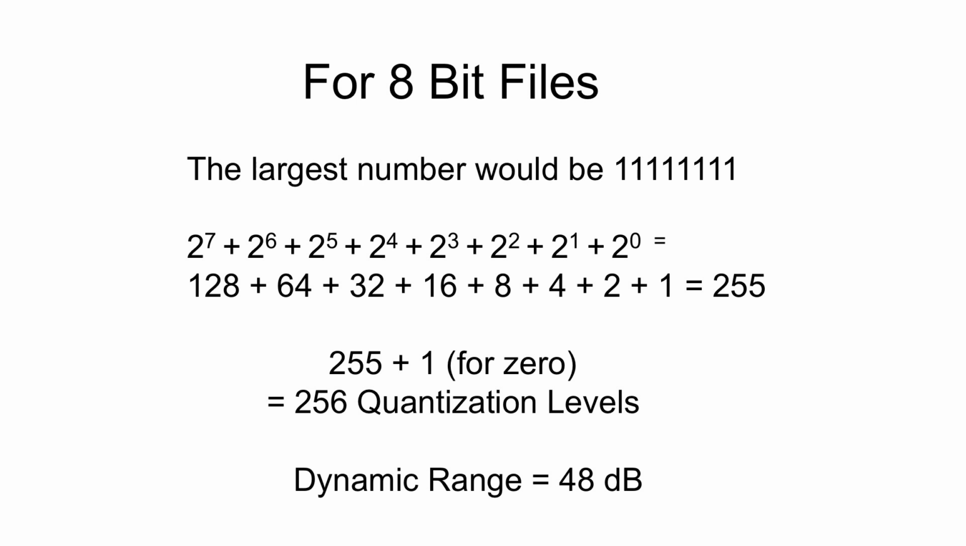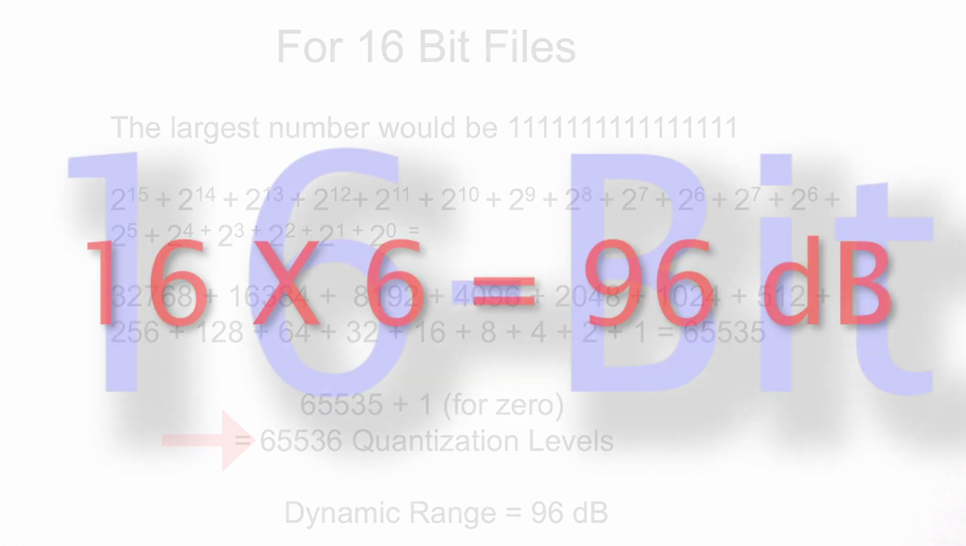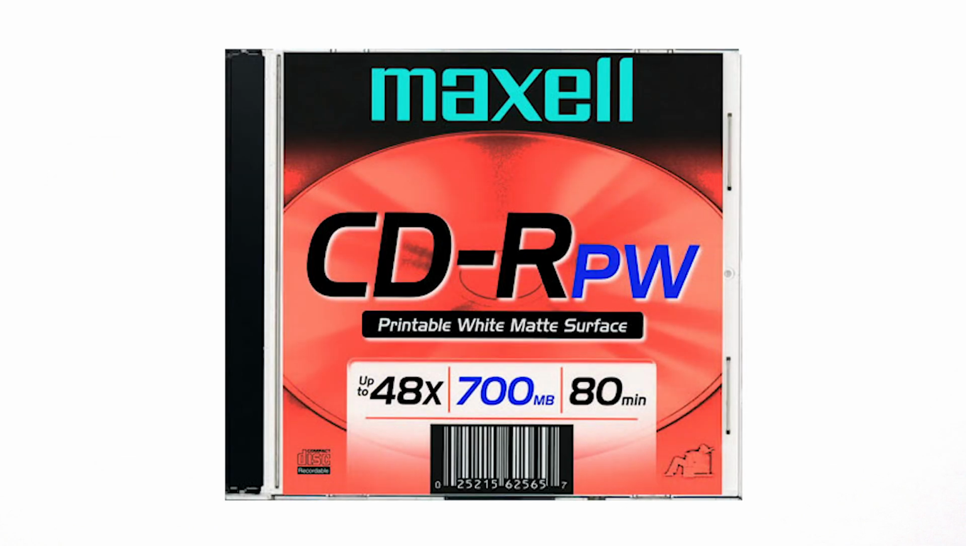The file definition increases dramatically when you go to 16 bits. We jump by 2 orders of magnitude up to 65,536 quantization levels. And the dynamic range is now 16 times 6, which is 96, and that's the dynamic range of a CD. And a lot of people feel that's about as good as most humans can appreciate.